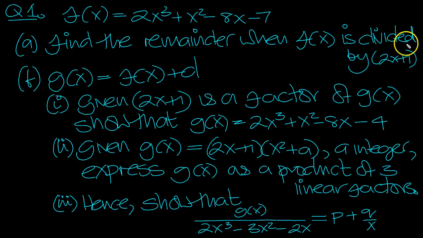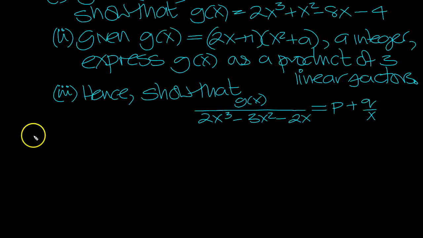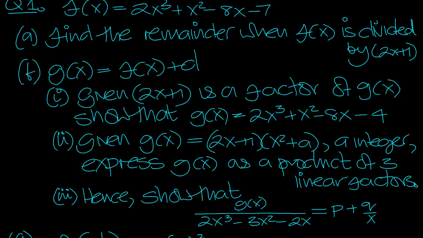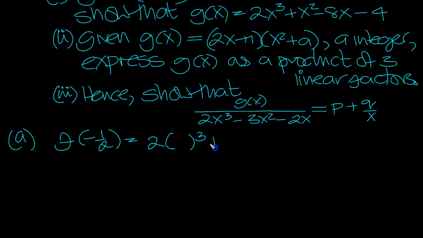So the remainder when f of x is divided by 2x plus 1. Let's put in minus a half, isn't it? That's when this is 0. And find out f of minus a half, and that would be the remainder. So f of minus a half is equal to 2x cubed plus x squared minus 8x minus 7. The x value inputted is minus a half. Put it in here, here, and here. And then we can work out the remainder.